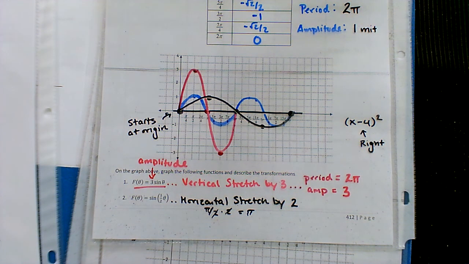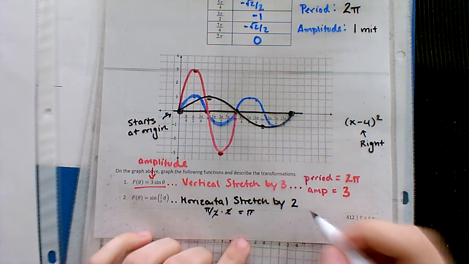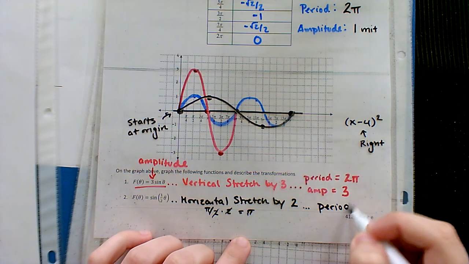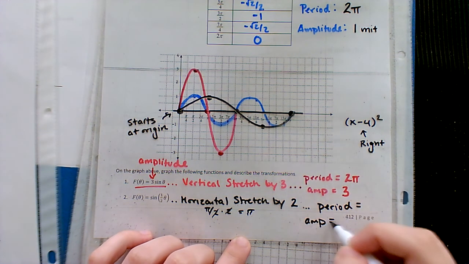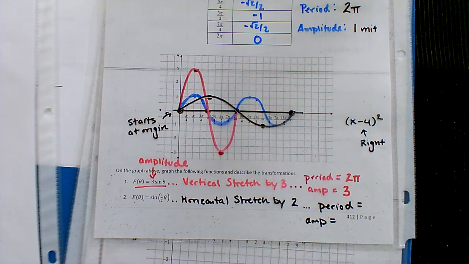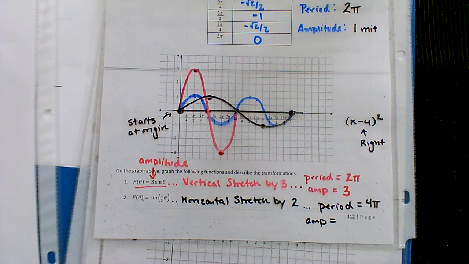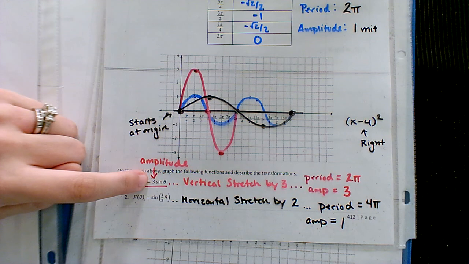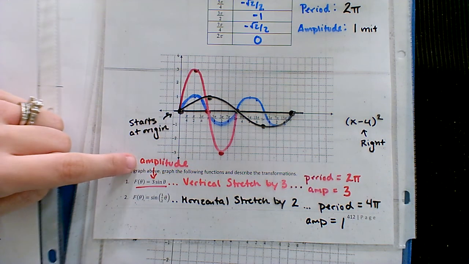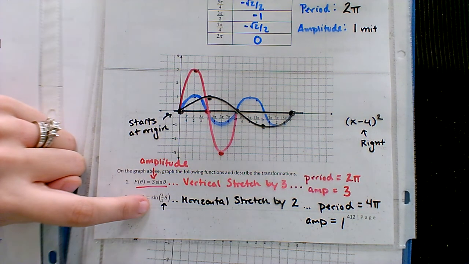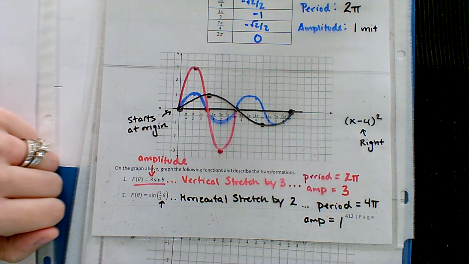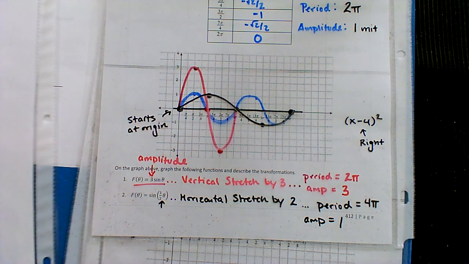Notice how it's stretched out longer? Okay, so let's try to think about what's the period of this black graph and the amplitude. Period's 4 pi. All right, amplitude. Still is 1. Okay, so let's take a look at this. The number being multiplied out front is affecting your amplitude. What about the number being multiplied on the inside? What's that affecting? Yeah, your period.